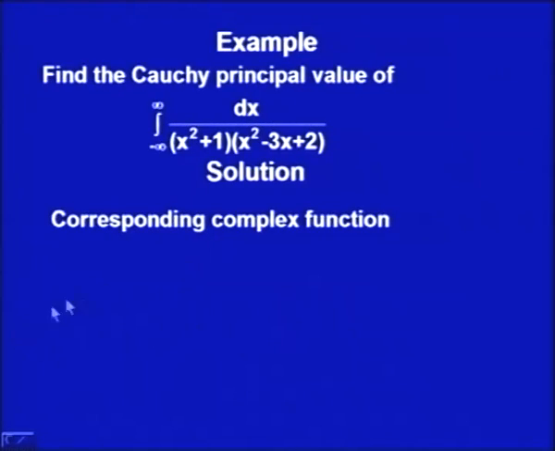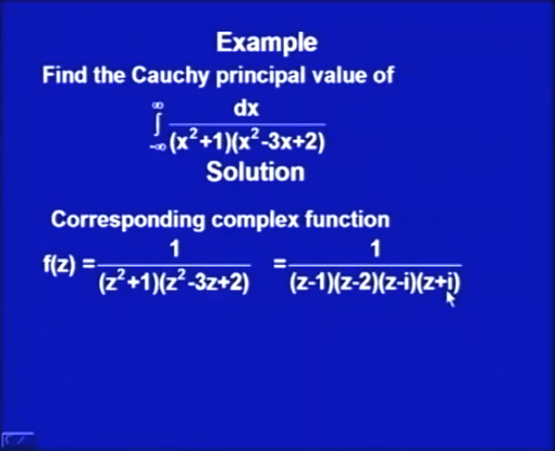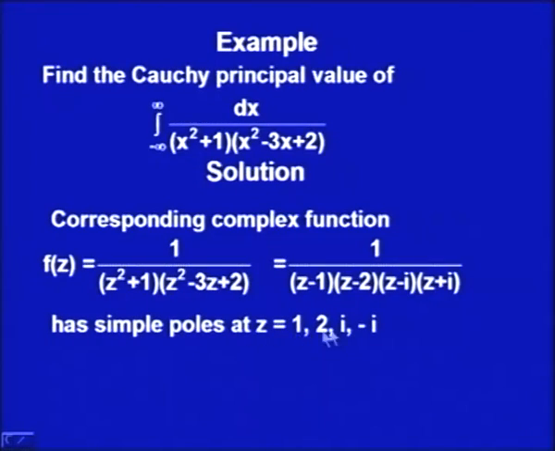For using this extended formula, we require the corresponding complex function. This complex function is 1 upon (z square plus 1)(z square minus 3z plus 2). Let us write all its factors: 1 upon (z minus 1)(z minus 2)(z minus i)(z plus i). What it says is that all my zeros are 1, 2, i and minus i, and all these are simple zeros. So, it has simple poles at 1, 2, i and minus i, out of which minus i would be in the lower half plane. Only one single pole is in the upper half plane, but we do have two poles on the real line.